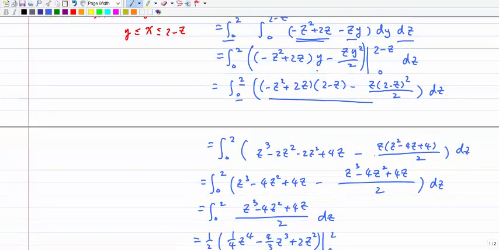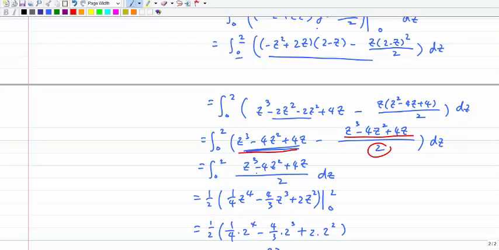This time just do the product. If you do the product, I just put them together. It's z cubed minus 4z squared plus 4z. This one is also z cubed minus 4z squared plus 4z. So this one and this one, they're the same. This is just by a half. So this guy minus the half is just this half, right? So it becomes a half.